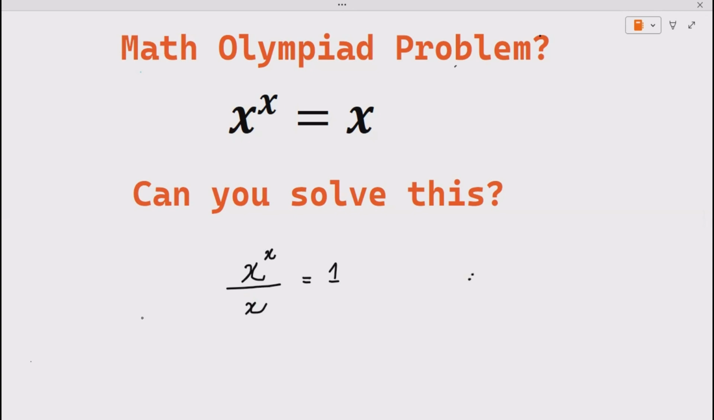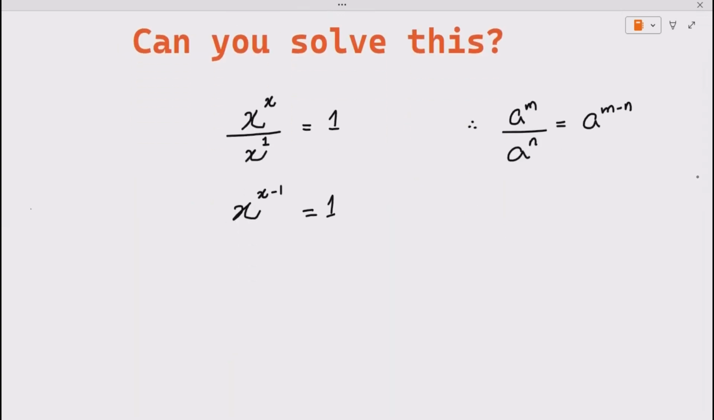Now we know the rule that if a raised to the power m is divided by the same base a raised to the power n, we can write it as a raised to the power m minus n. So using this, I can write this as x raised to the power x minus 1 equals 1, because here the power of x is x and in the denominator the power of x is 1. So we got x raised to the power x minus 1 equals 1.